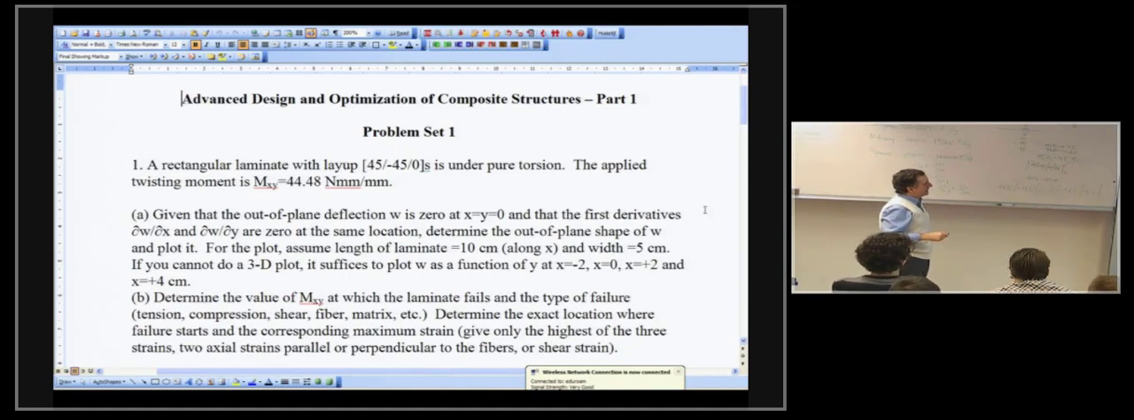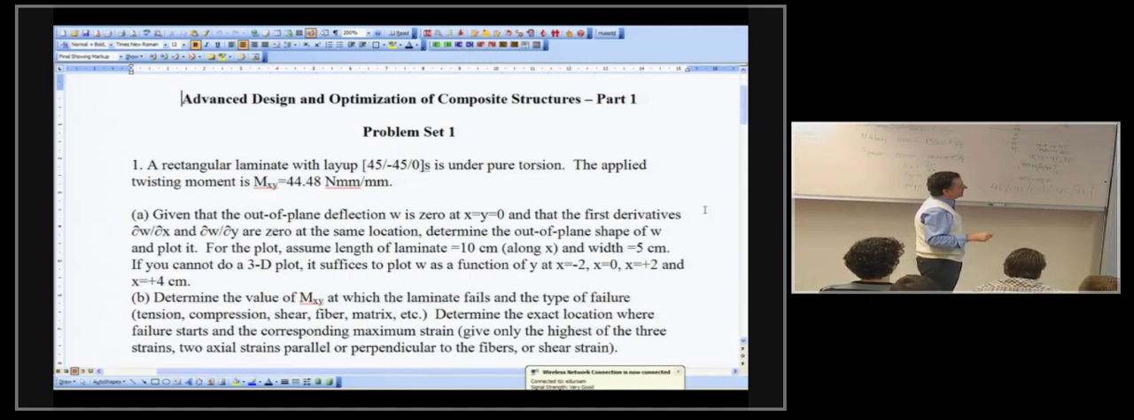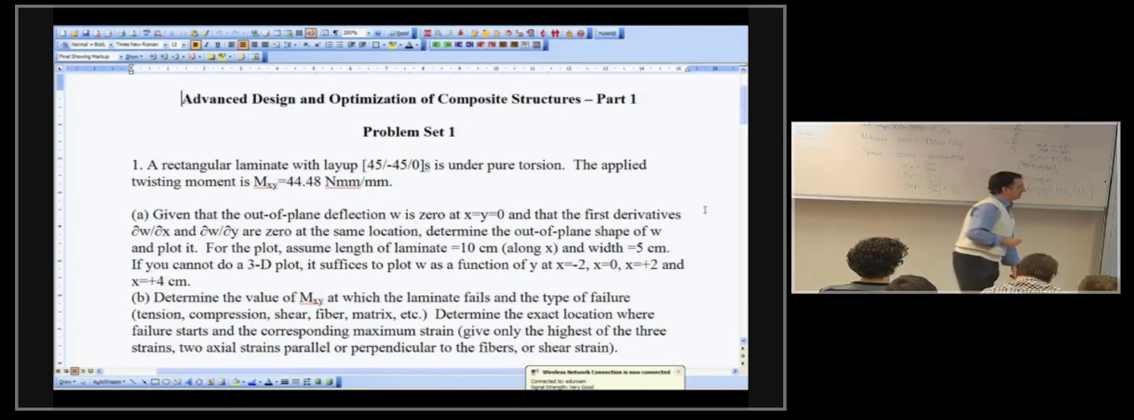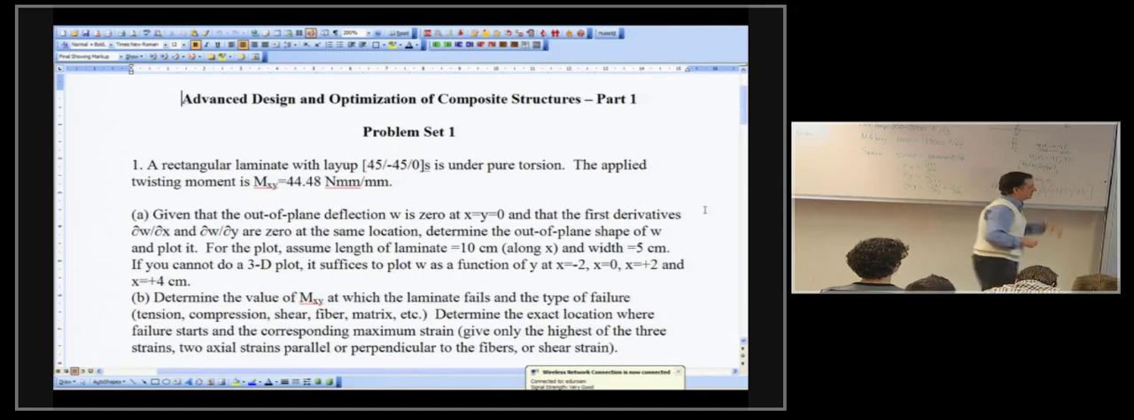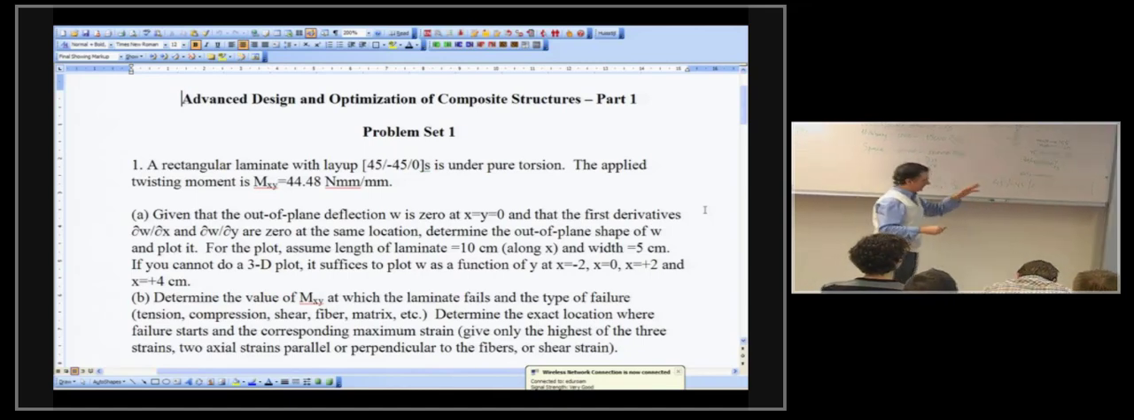And the twisting moment, Mxy, or the torque T, is 44.48 Newton millimeters per millimeter. Remember, these Mxy are, in classical laminate plate theory, per unit width, per millimeter width. The value is obscure because if you translate this to English units, it will be a very nice round number, but I'm still using English units because of my background. So that's the applied load.